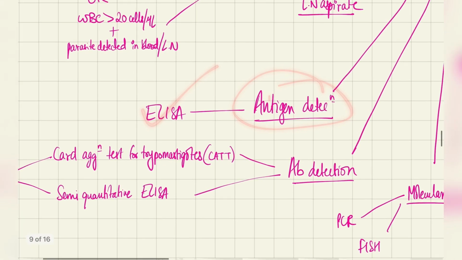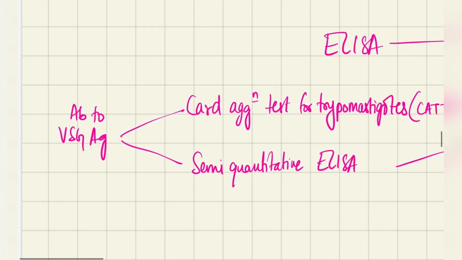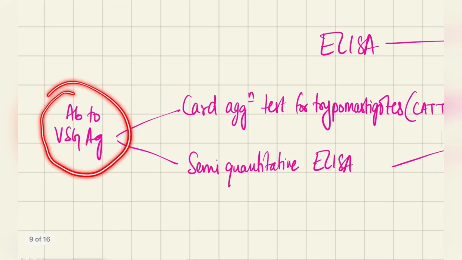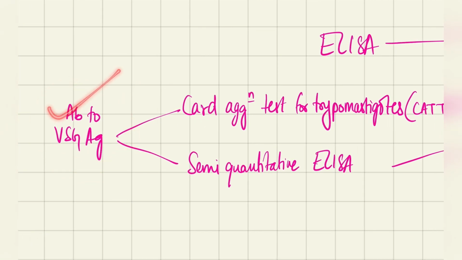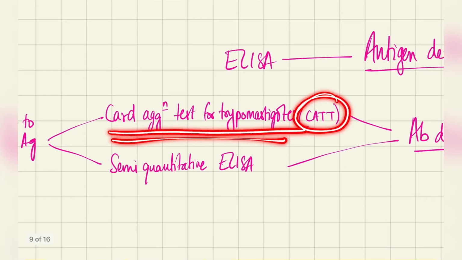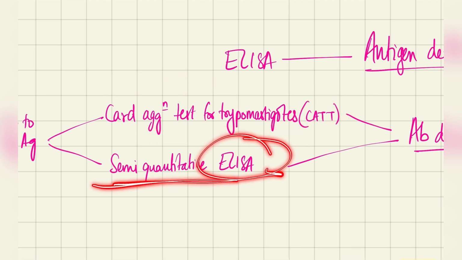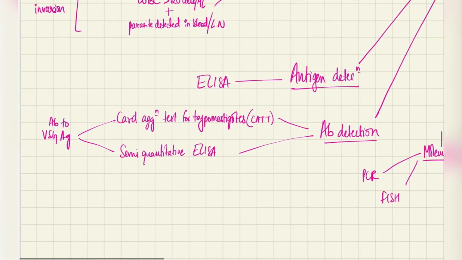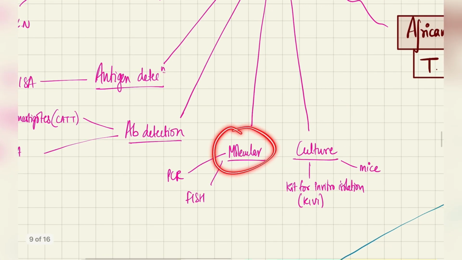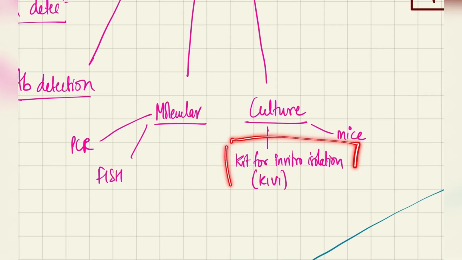Then antigen detection will be by ELISA, and antibody detection. Which antibody will you detect? You will detect the antibody to the variable surface glycoprotein, which was showing the antigenic variation, right? The antibody to that will be detected using the card agglutination test for trypanosomiasis, or CATT, and semi-quantitative ELISA. Next, the molecular methods by PCR and FISH, fluorescent in situ hybridization, and we take a culture, we inoculate it in mice, and there is something called KIVI, kit for in vitro isolation.